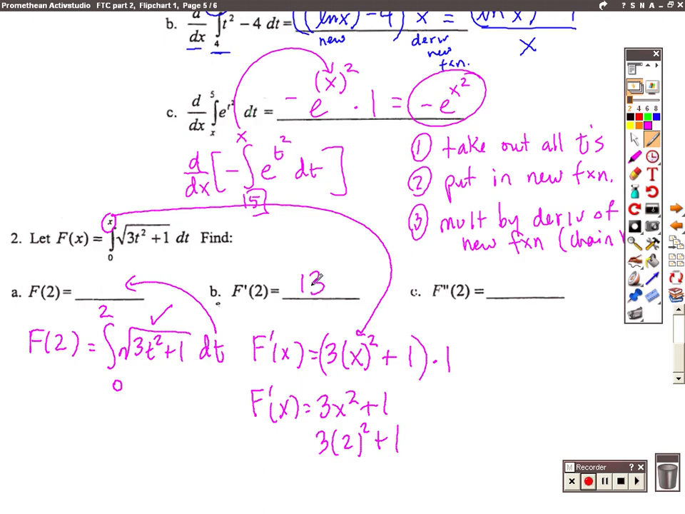And the second derivative at 2, well, over here we have our first derivative, so we have to find the second derivative. By the power rule will be 6x, and we evaluate that at 2, and we get 6 times 2, is 12. Very easy.